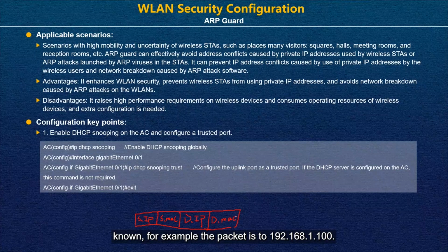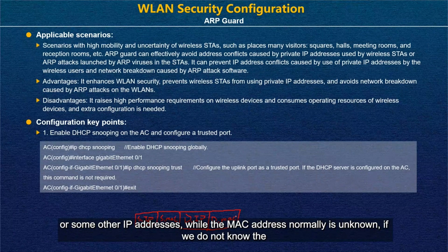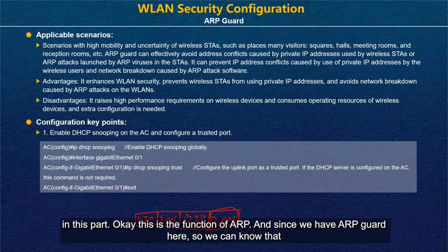For example, the packet is to 192.168.1.100, or some other IP address. While the MAC address is normally unknown. If we do not know the destination MAC address, we cannot encapsulate this packet. So ARP is used to ask for the MAC address at this point. Okay, this is the function of ARP.